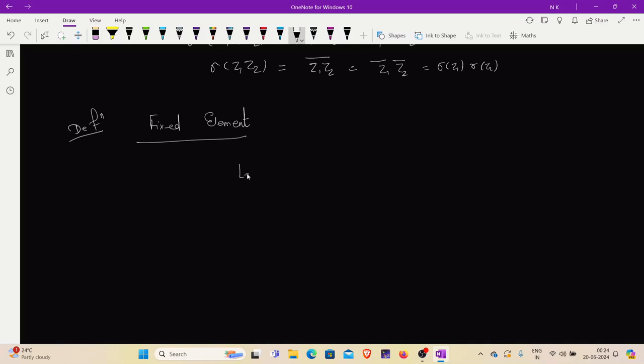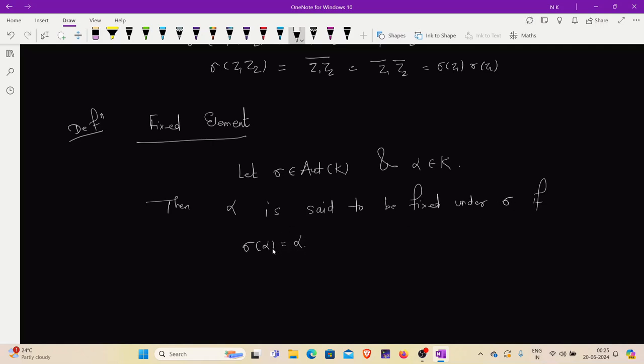So suppose sigma belongs to Aut of K. Aut of K means the set of all automorphisms of K, so sigma is an automorphism of K, and let alpha be any element from K. Then how can I say that alpha is fixed? Alpha is said to be fixed under sigma if sigma of alpha equals alpha.